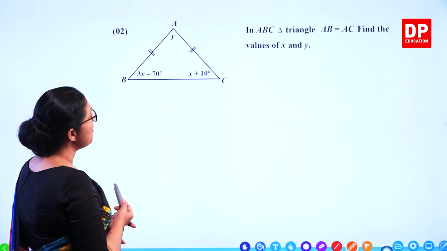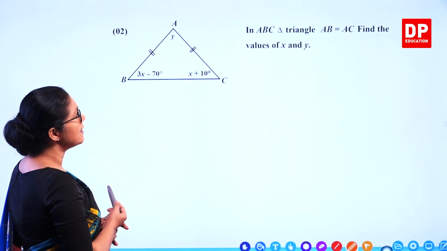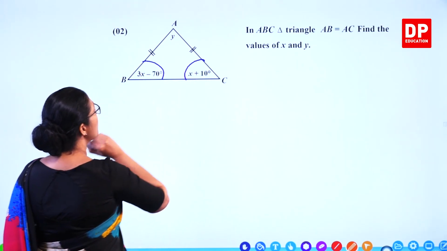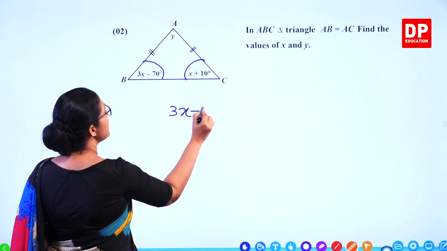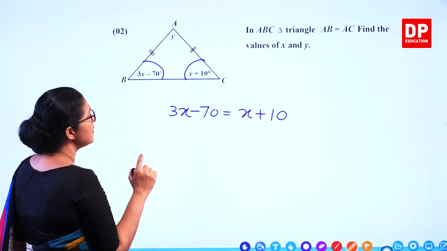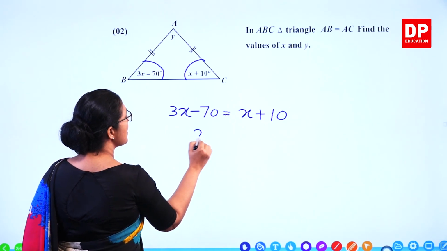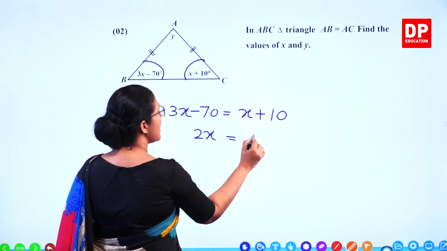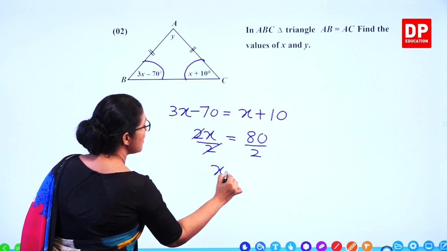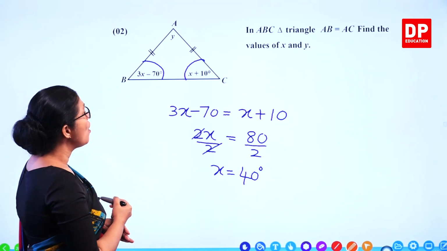Question number 2. In ABC triangle, AB is equal to AC. So this is an isosceles triangle. Find the values of x and y. So that means these two angles are equal. So you can write 3x minus 70 is same as x plus 10. Now you can find out x using that. Take x to this side. 3x minus x becomes 2x. 70 plus 10, that's 80. Divide both sides by 2. You get x equals 40 degrees. X is 40. Now we have to find out y value.